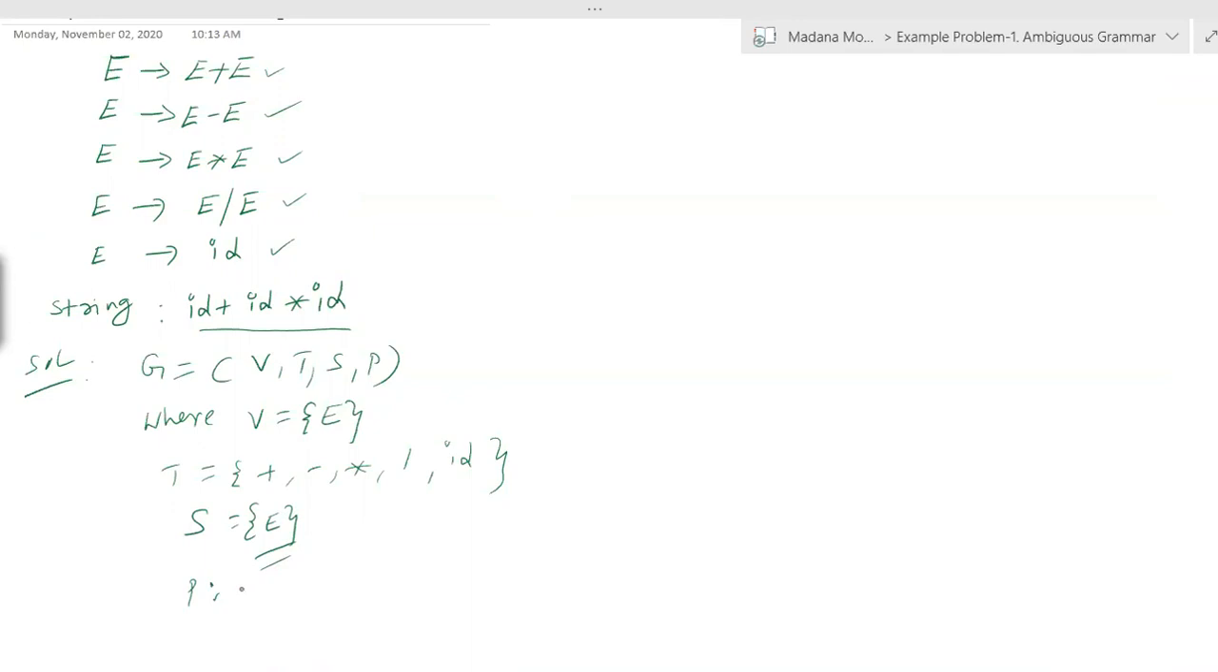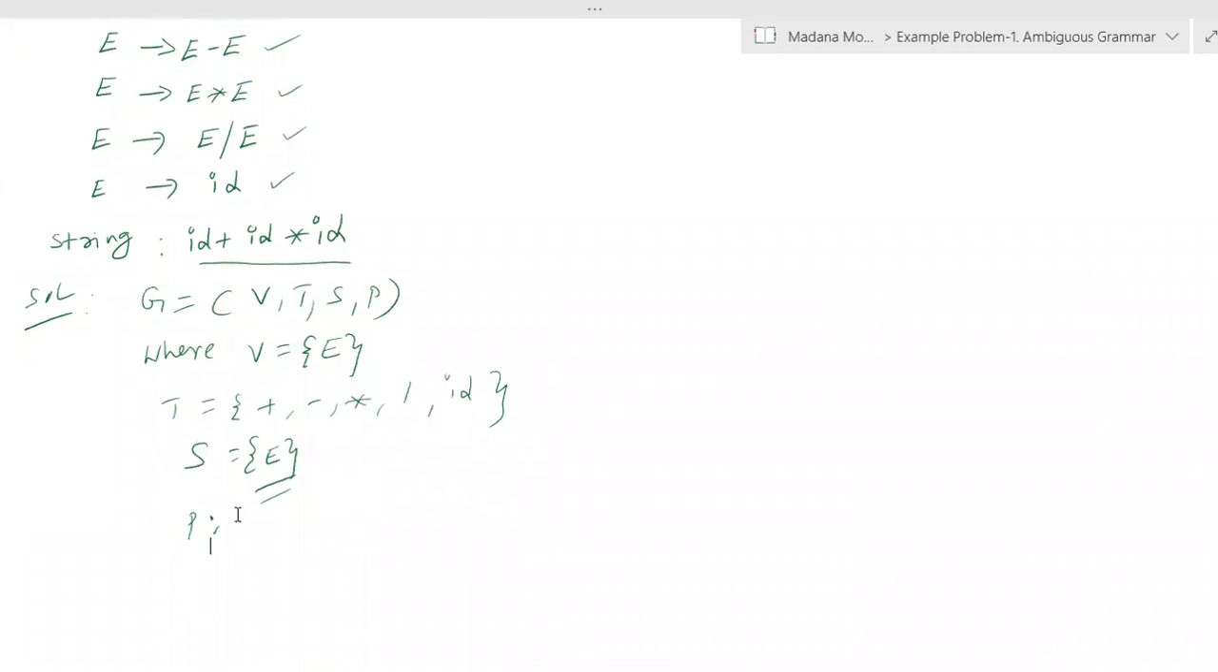That is E derives E plus E, or E derives E minus E, or E derives E into E, or E derives E by E, E derives id. These are all the productions as given above. So now the given input string is id plus id into id.